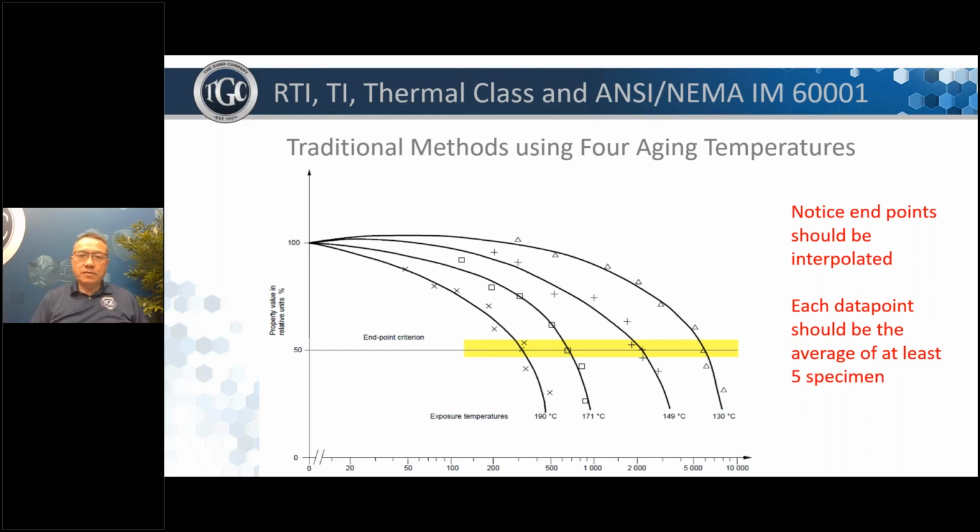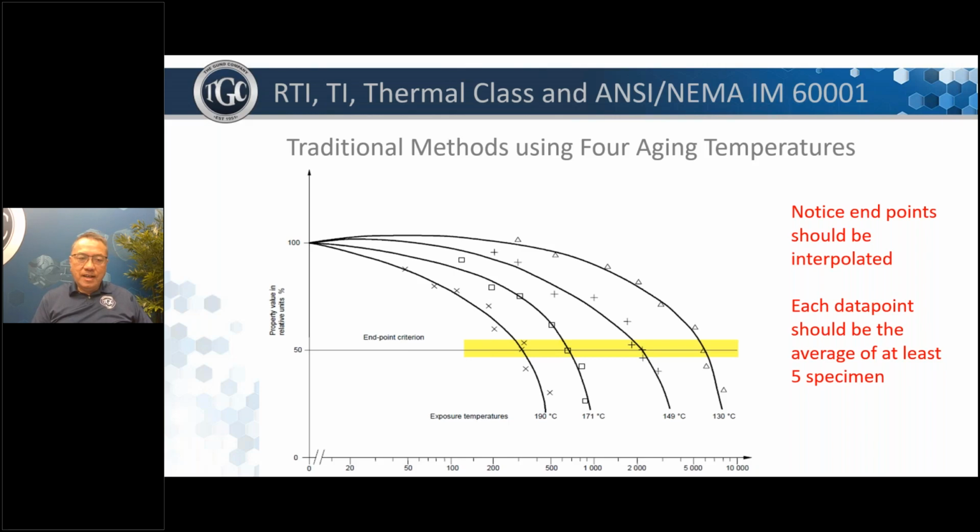So this is the traditional method for RTI or TI determination using 4 aging temperatures. From left to right, 190, 170, 149, 130 degrees C. So those are each aging temperature. At each aging temperature, you have between 8 to 10 cycles. So at each cycle, you measure the percentage of property retention. And UL requires a minimum of 5 samples to be tested at each cycle for statistical reasons. So you cannot just do one.